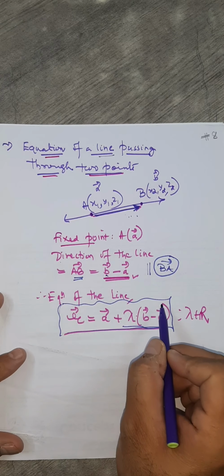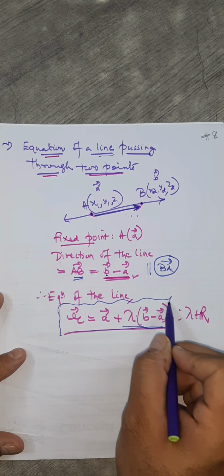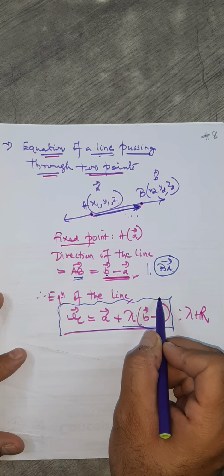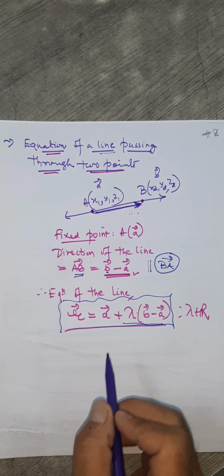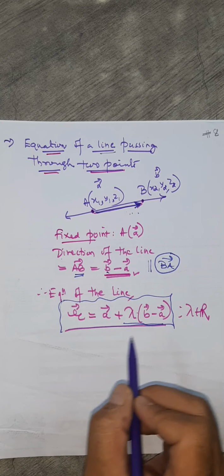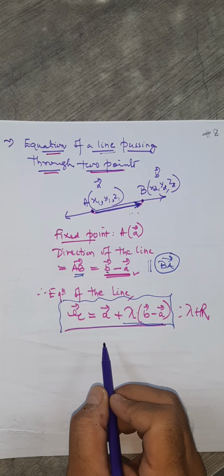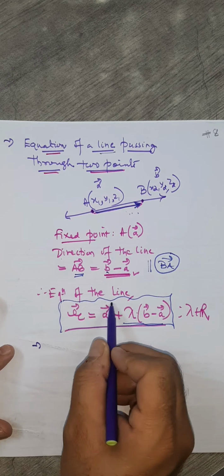Fine. So the only thing we have changed here is the direction, or the vector that's parallel to the direction of the line. That is which vector? Vector B minus vector A, remember. That's the only difference. And same way, this is a vector form.